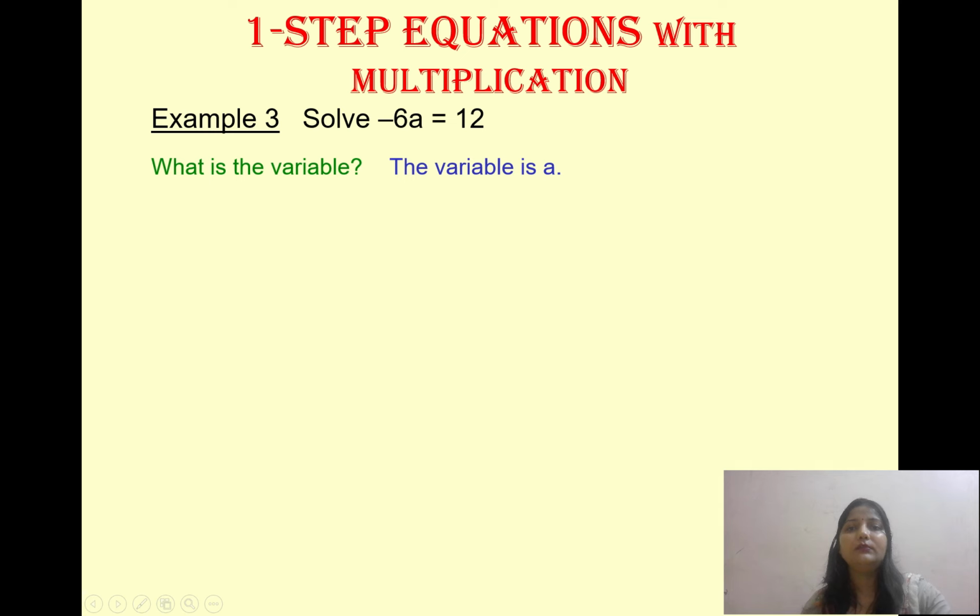Now let's move on to the multiplication operation. If there is no sign between any variable and constant, you will assume the sign is multiplication. Is it clear? Which sign is here? Here the sign is between 6 and a variable, so the sign will be multiplication. So how will you solve this problem? Can you tell me?